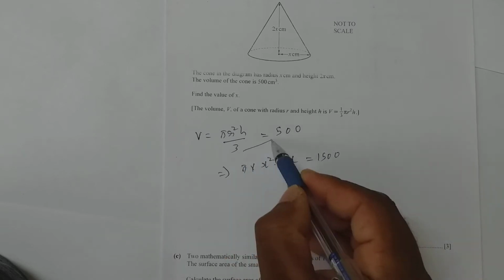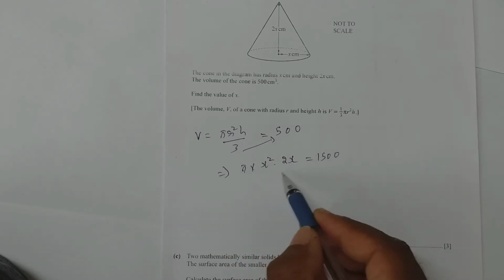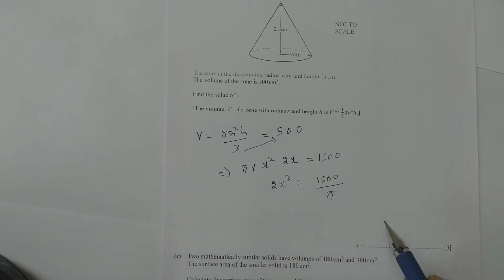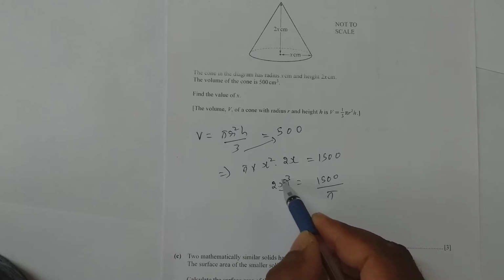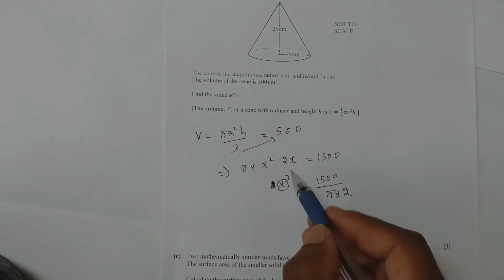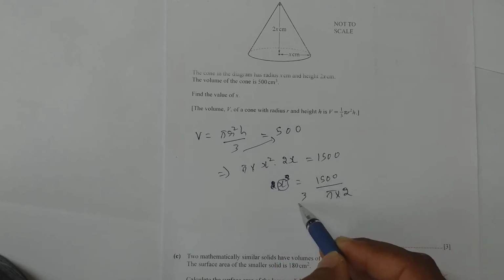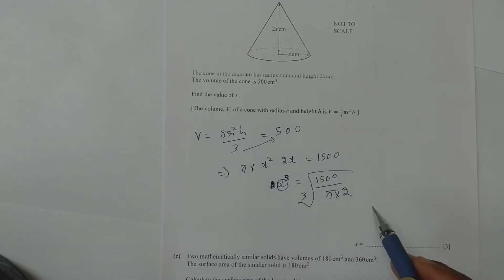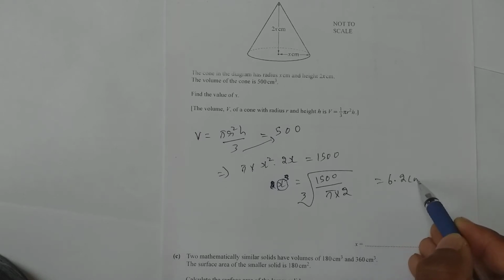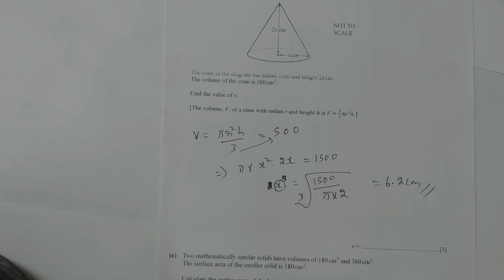I send 3 that side. So I send pi that side now. 2x cube equals 1500 by pi. Now I need x. So 2 I will send first, it will go down. Next I will send cube, it becomes cube root. So place this in the calculator. You will get the answer to be 6.2 centimeters. That is the value of x.